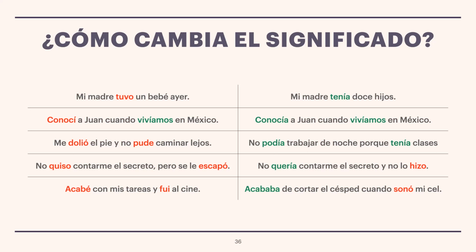And then acabar. Acabé con mis tareas y fui al cine. I finished my chores and I went to the movie. Acababa de cortar el césped cuando sonó mi cel. So I was finishing. I hadn't finished it yet. I was in the act of finishing mowing the lawn when my phone rang. So, unos verbos sí tienen un poco diferente significado según el pretérito o el imperfecto.